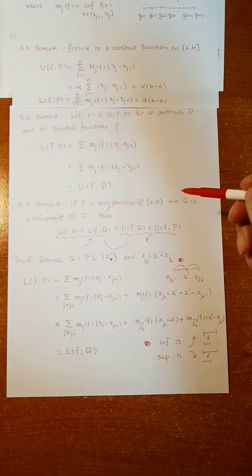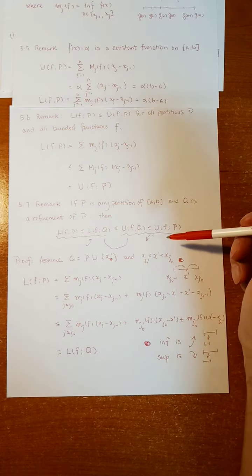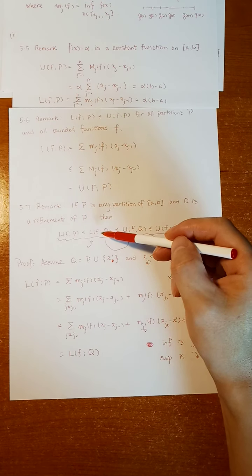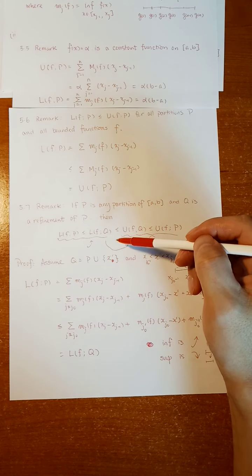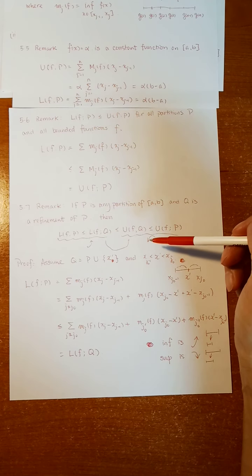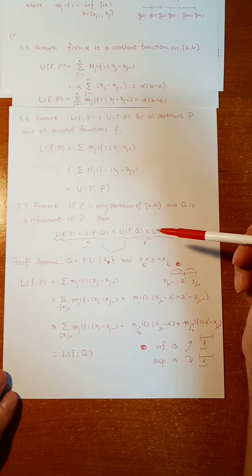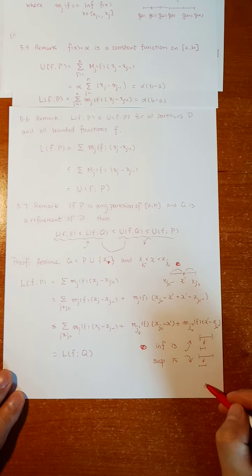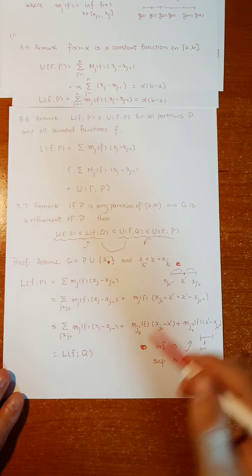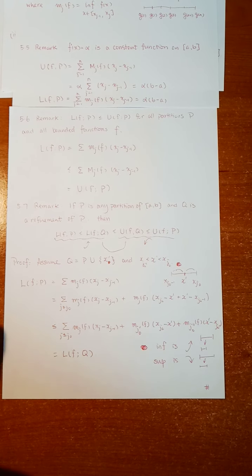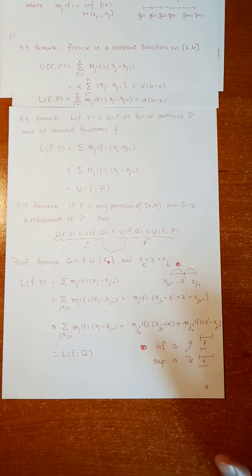Alright, so if you have a refinement, then you will see that the lower Riemann sum is increasing and the upper Riemann sum is decreasing. Alright, so that's the proof. You can finish this whole proof completely by yourself. Okay, so we'll finish the video at this moment and we will continue in the next video. Thank you.